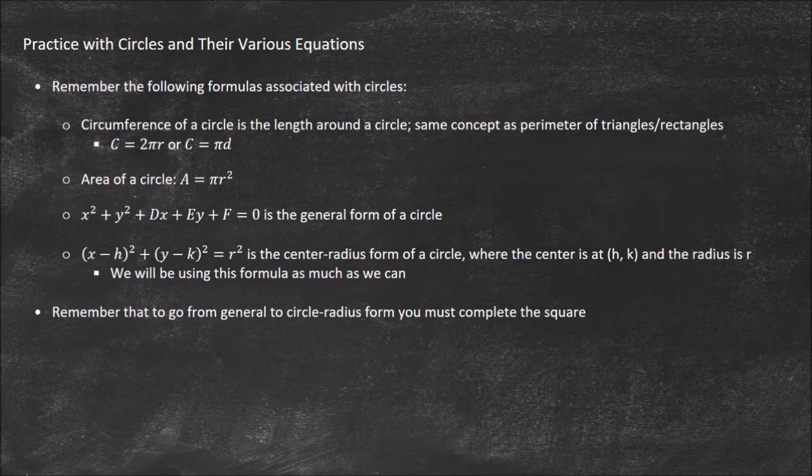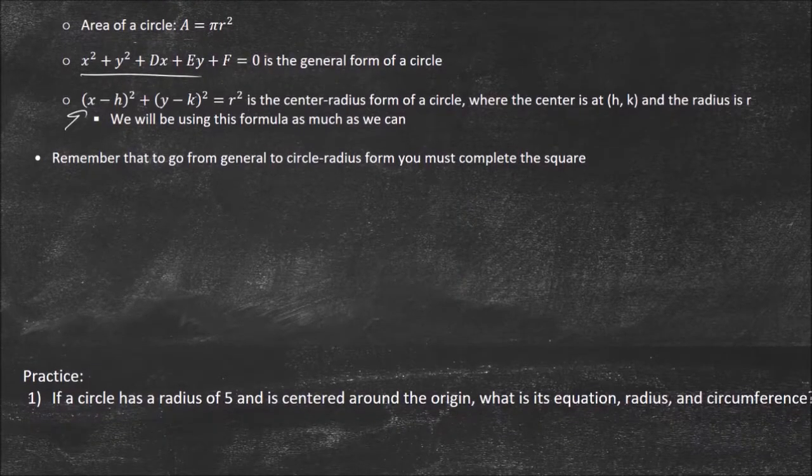So the key here is remembering that to go from general to center radius form, you have to complete the square, which is probably something you did in Algebra 2 and probably dreaded, but it's coming back. It might have been Algebra 1, I'm not sure. But you have to do that to go from this confusing general form to the preferred form right here. So let's get into some practice here.